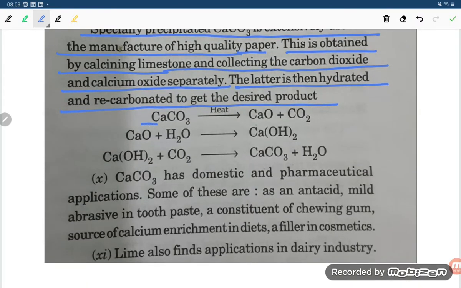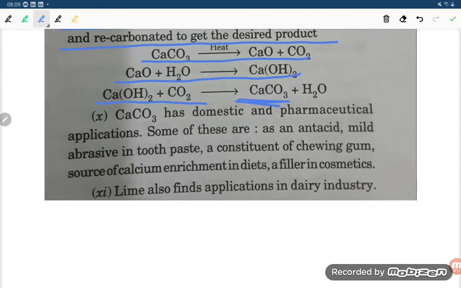See, calcium carbonate is converted into CaO and CO2. This CaO reacts with water, giving calcium hydroxide. Calcium hydroxide reacts with CO2, giving again CaCO3. So this process is known as calcining.